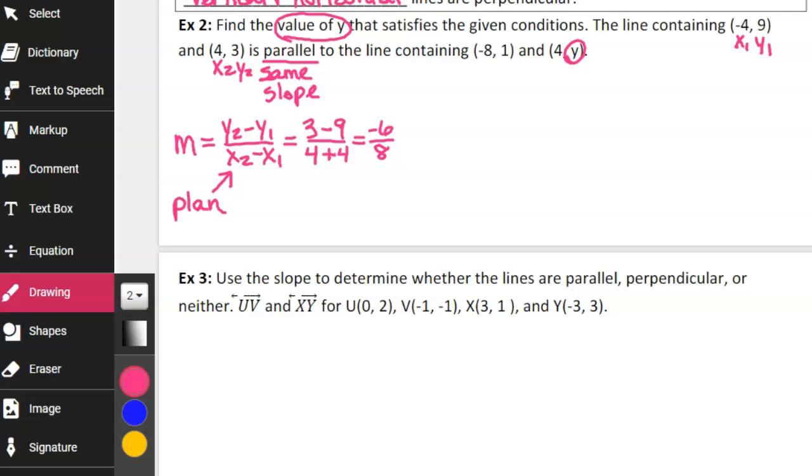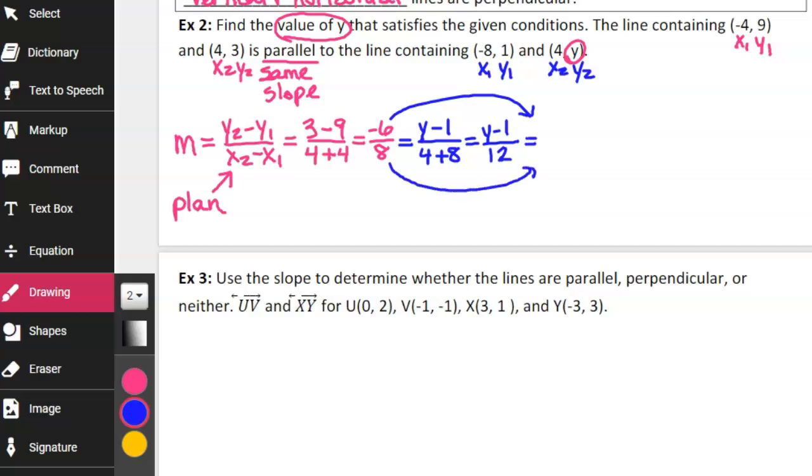Now, this is supposed to be equal to my other slope. So if this is x1, y1, and this is x2, y2, and I substitute those values in, I would have y minus 1 over 4 minus -8. My denominator is 12. And that's supposed to be equal to this -3/4 that we kind of simplified to.